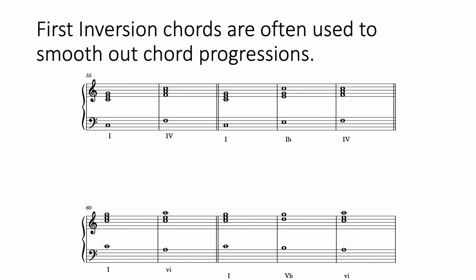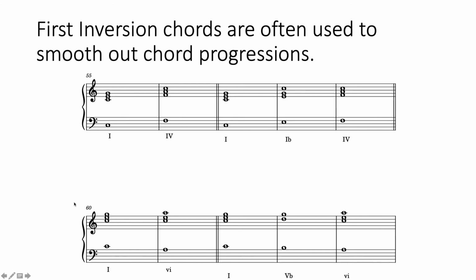So let's have a look at these two examples. In this first one, we're going from chord 1 to chord 4. And that's quite a jump. It's quite a way to go there. And so one way that we can get rid of that sort of divide is we can stick chord 1B in the middle. So that's 1 in first inversion, and so we get this. And so that's already a lot smoother.